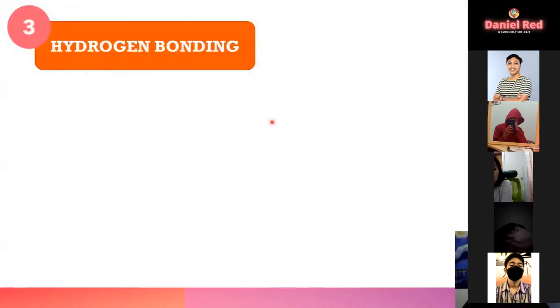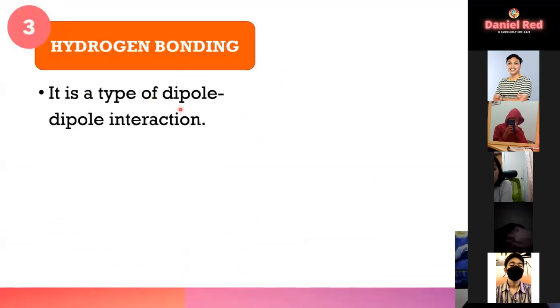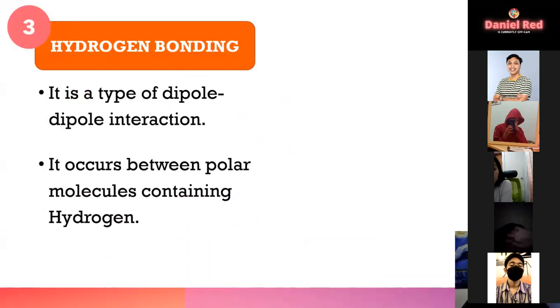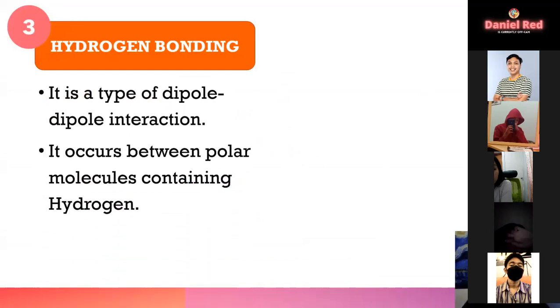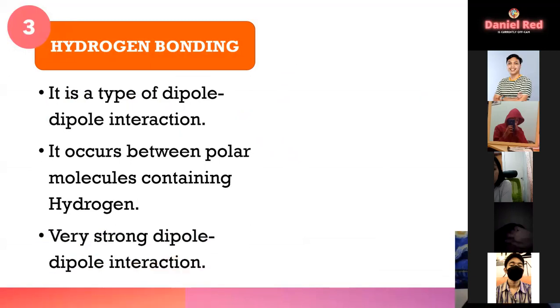And the third type of intermolecular forces is hydrogen bonding. Hydrogen bonding is a type of dipole-dipole interaction. It occurs between polar molecules containing hydrogen. In the dipole-dipole interaction, molecules attract each other according to the positive and negative poles, while for hydrogen bonding, you need hydrogen to perform the bonding itself. Compared to dipole-dipole interaction, this is somewhat stronger than the original dipole-dipole interaction.